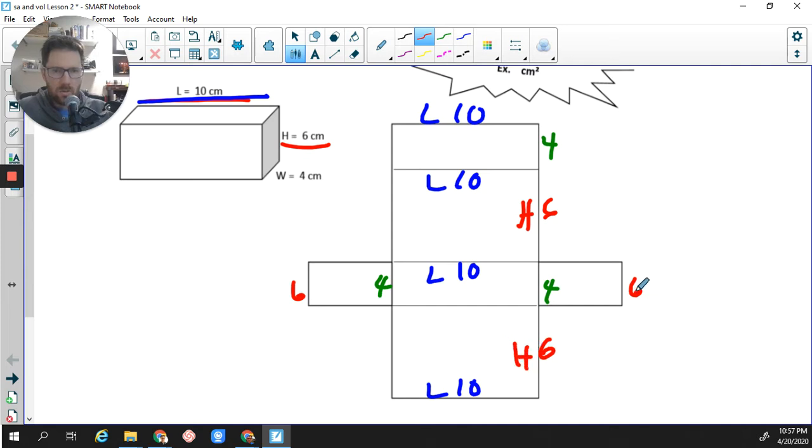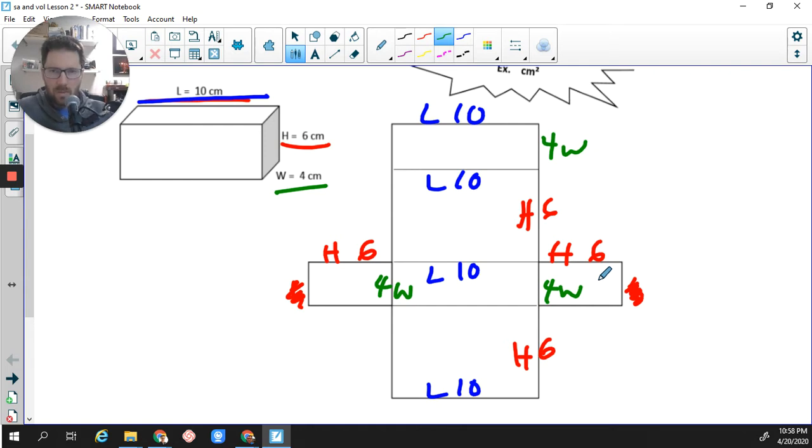H here. Oops, this is in the wrong spot. H is 6. There we go. And we've got a width of 4. So I'm just going to throw this down as a width in there. So we've got that. Okay.